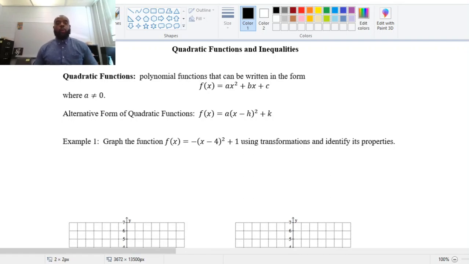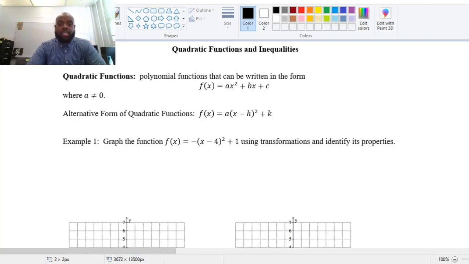In this video, we're going to start our exploration, or our study, of specific types of functions. And in this specific video, we're going to talk about quadratic functions. And then we're going to switch gears and start talking about quadratic inequalities, which are inequalities that involve quadratic functions or expressions.